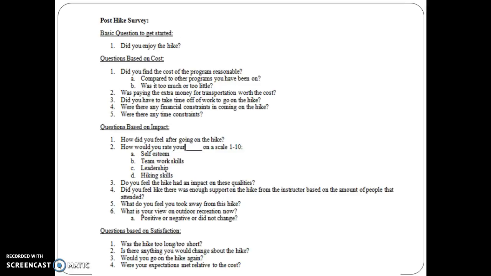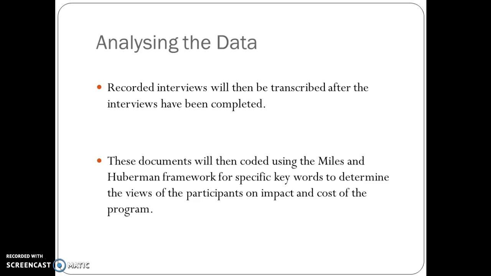Just, how did you find the cost of the program? Was it reasonable? How is it compared to other programs they've been to? Was it too much, too little? And questions such as, were there any time constraints for them coming to go on the hike?